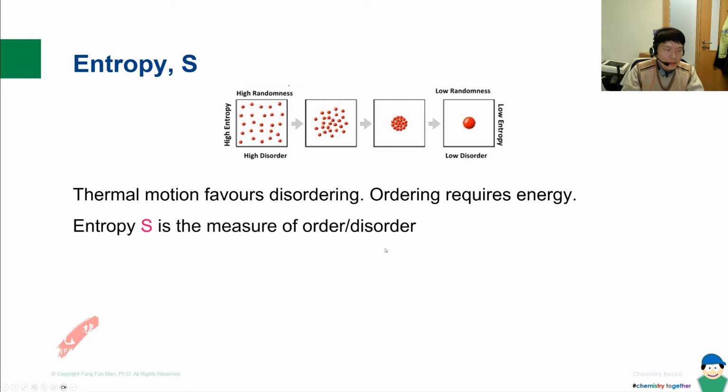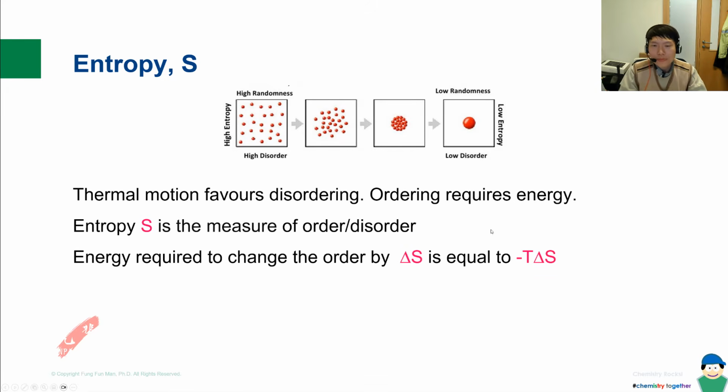And using common sense, which is not very common, when you have high energy, you just keep on moving, like hyperactive. You can go anywhere. But when you have low energy, you can't even move. So low energy is associated with low entropy in general. Delta means change, always final minus initial. The change in energy is equal to negative T delta S, the energy required to change the order.